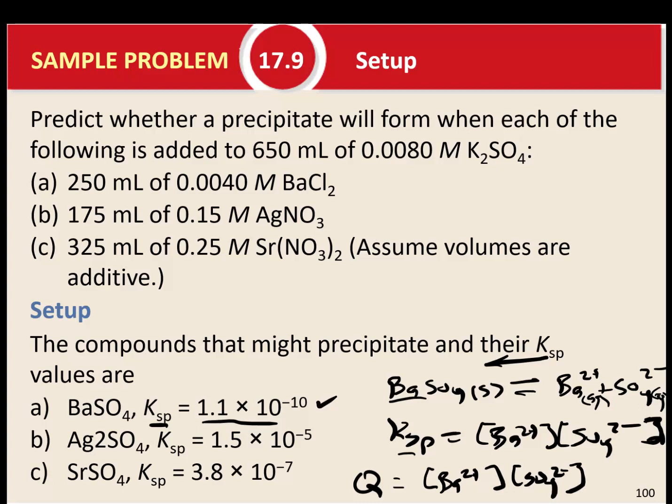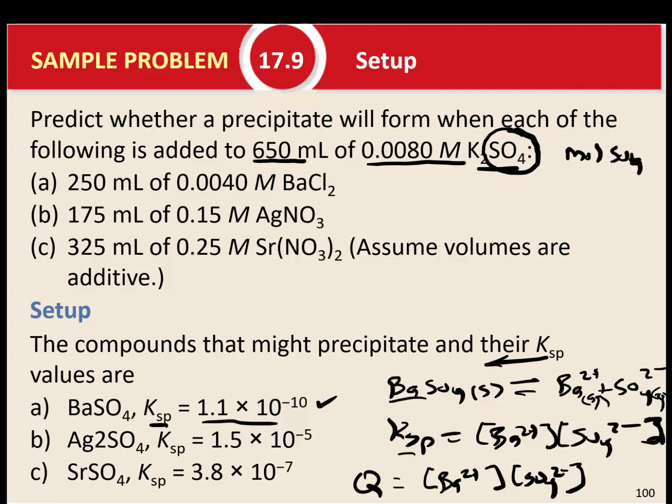Okay? So here's what we have to do. We have to take the volume here and multiply it by the molarity. And then we look at this: for every 1 mole of potassium sulfate, we have 1 mole of sulfate ion. So we can figure out the number of moles of the sulfate ion initially.